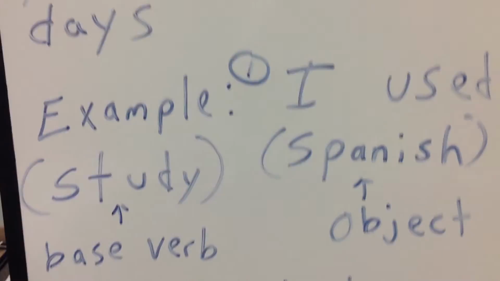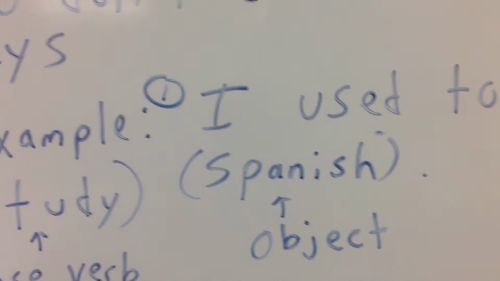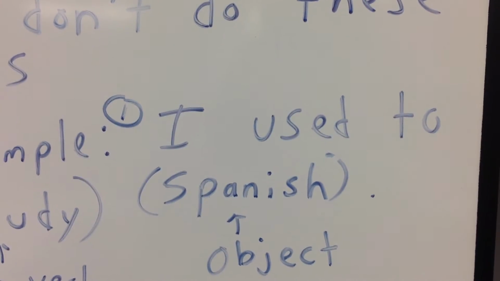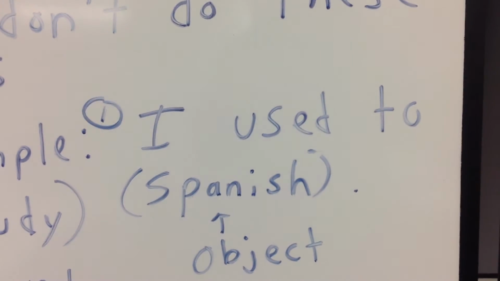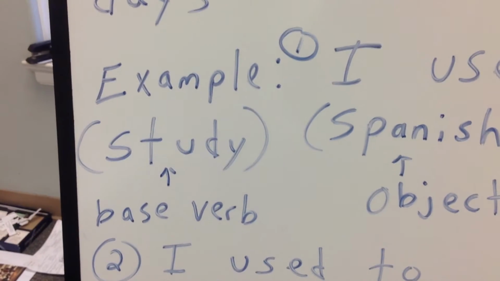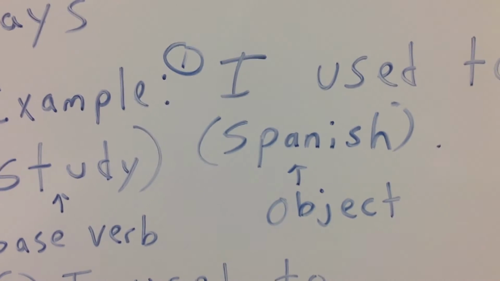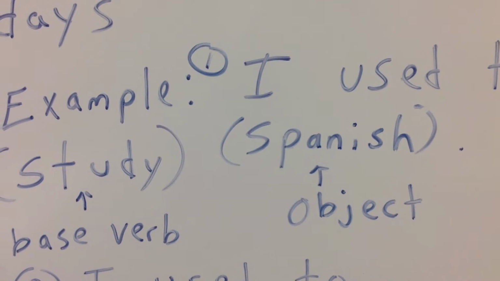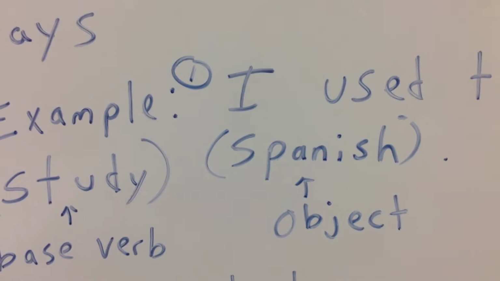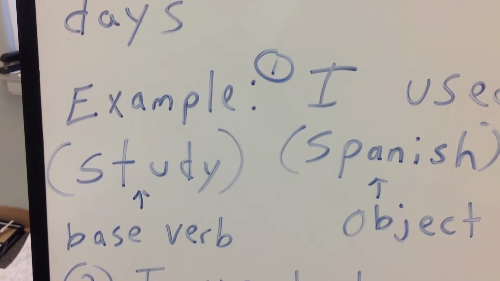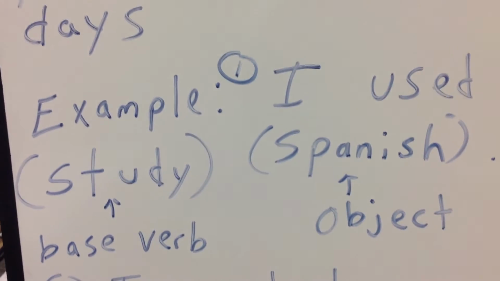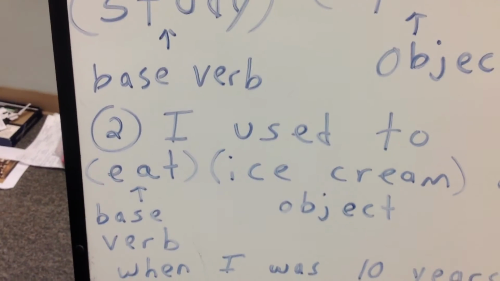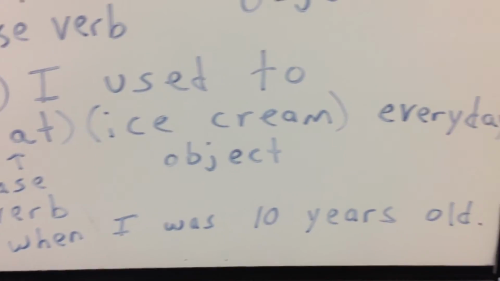For example, I used to study Spanish. Now the structure is: I is the subject, used to, plus the base verb, which is study, and then the object, which is Spanish. I used to study Spanish. Now what that means is that you studied Spanish in the past, for example, when you were in high school, but you don't study now.